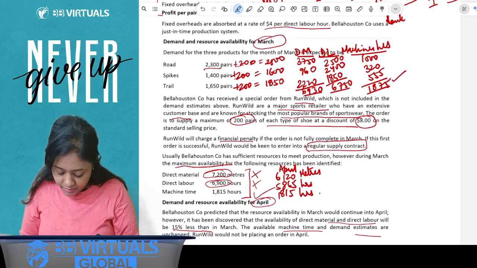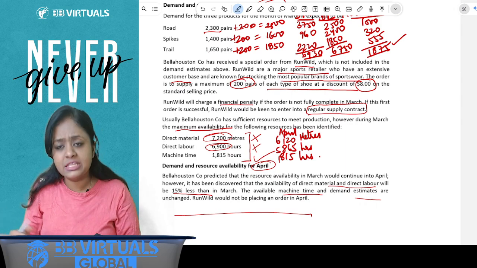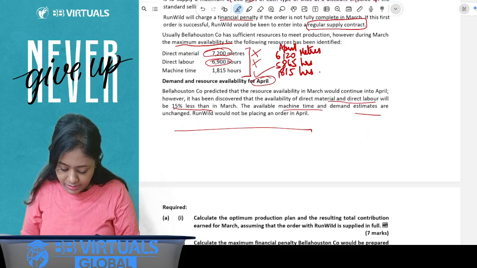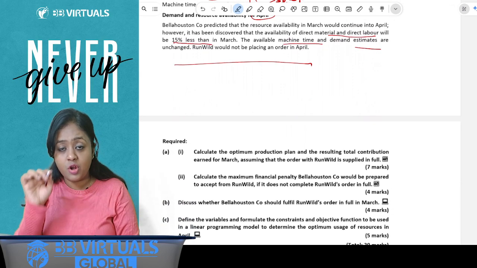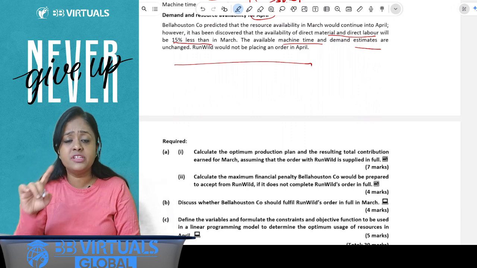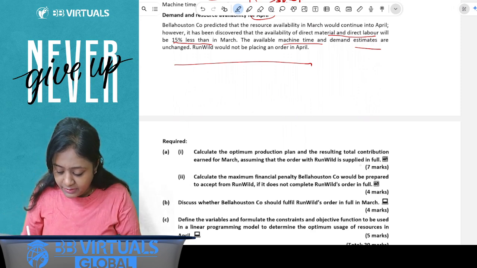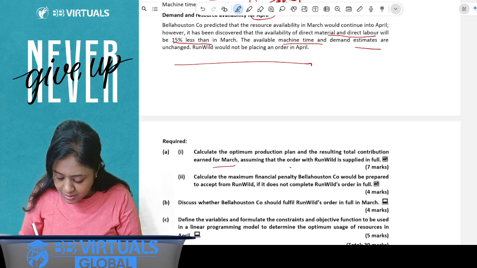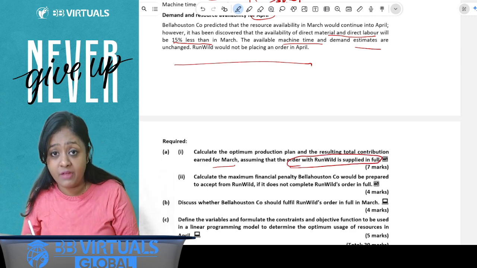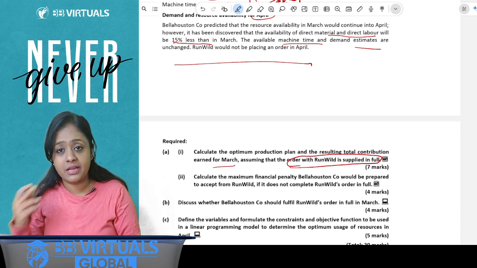Because we require, yeah, we will see in the question now. Now let's see the question. Calculate the optimum production plan. The first part always you will focus on. Okay, always focus on the first part only. Calculate the optimum production plan and the resulting total contribution earned for the month of March, assuming that the order will be supplied in full. That means we will first supply Runwile in full. It's like a specific customer order, and then we will see the regular customer orders.